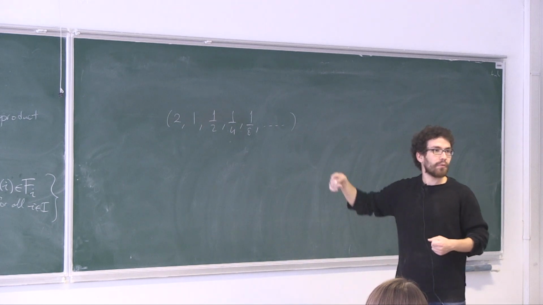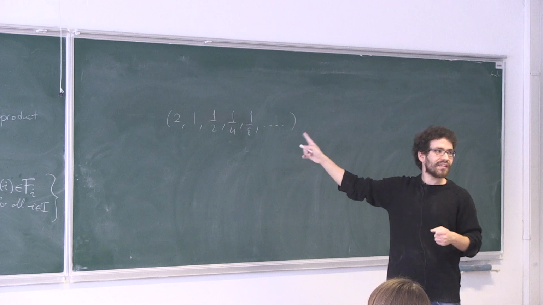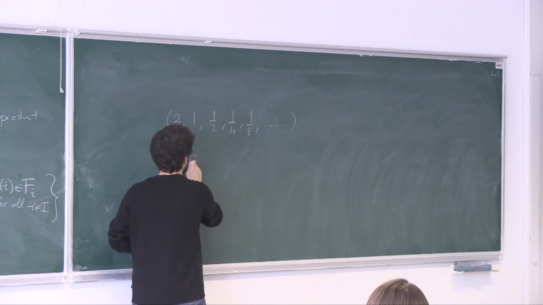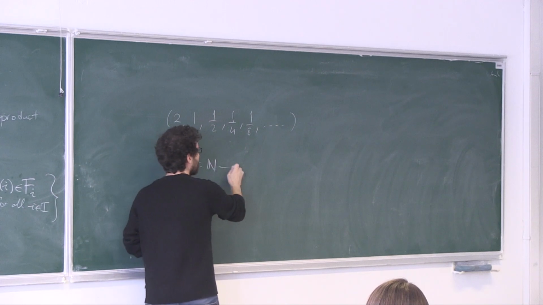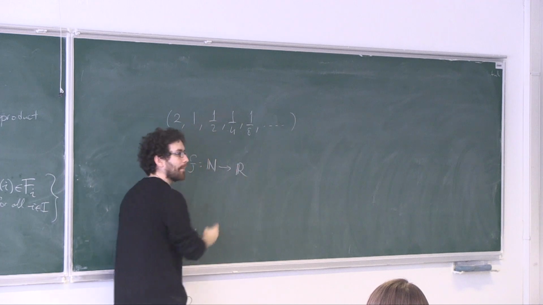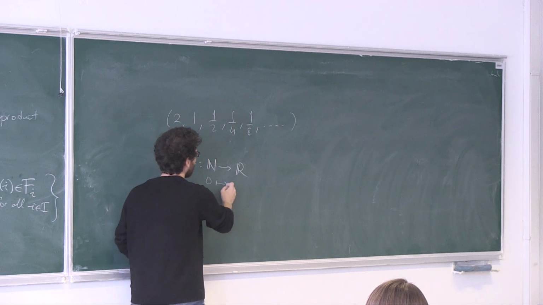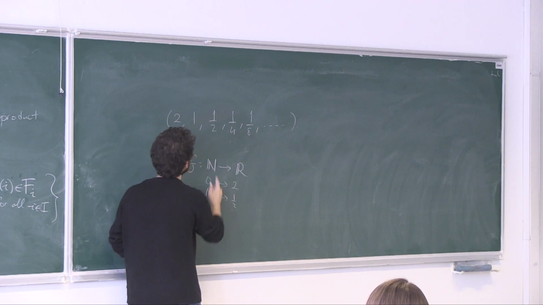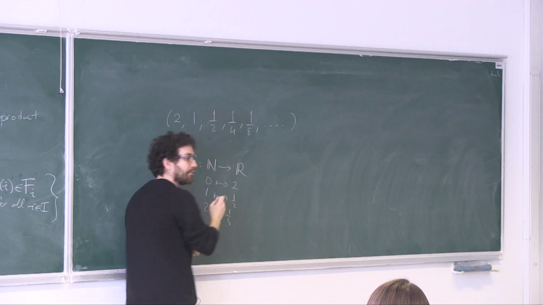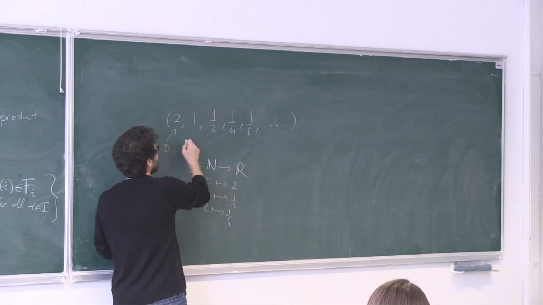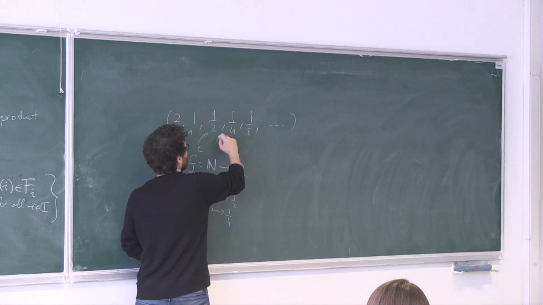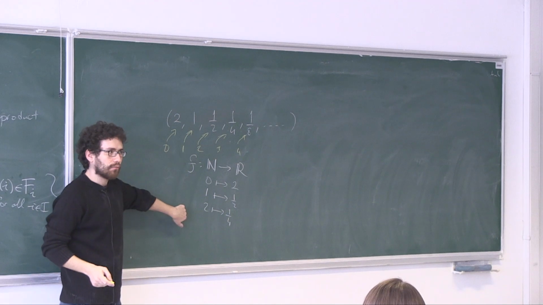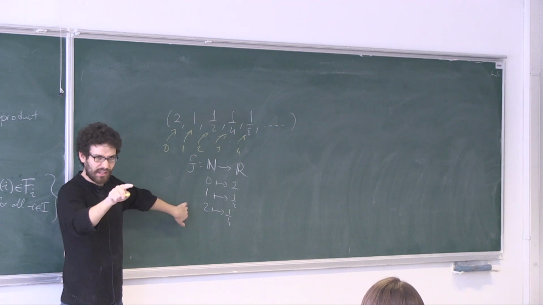Here's why this is useful. Here's how we formalize all this. I can think of this sequence as a special kind of function, a function from natural numbers to real numbers. It takes 0 to 2, 1 to 1/2, 2 to 1/4. So the label of this guy is 0, label of this guy is 1, label of this guy is 2, label of this guy is 3, and so on. So I can think of the sequence as a special kind of function. Is this understood?